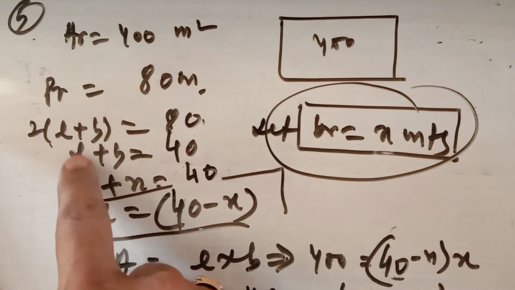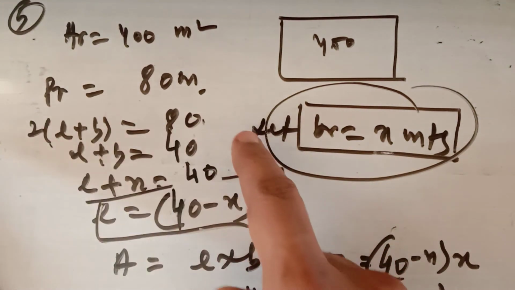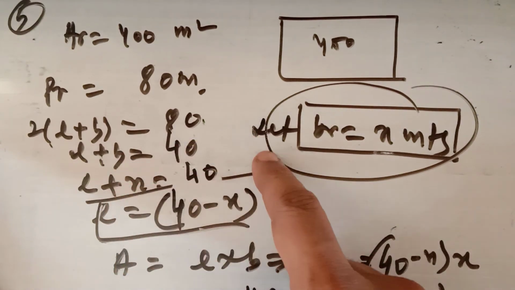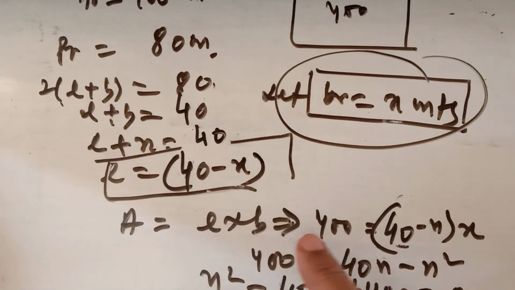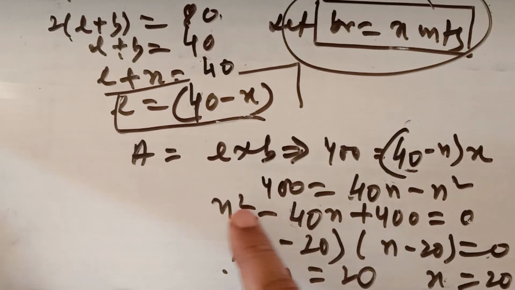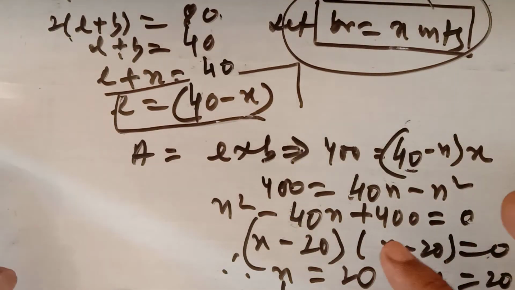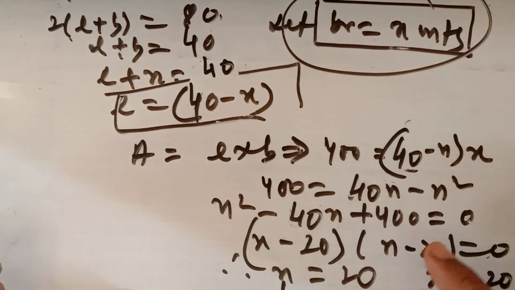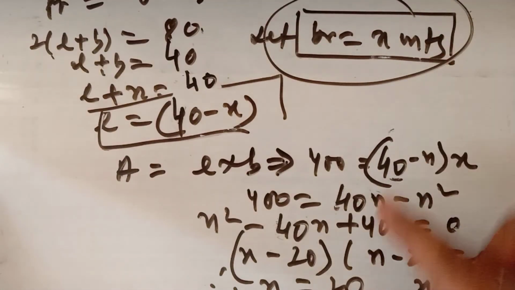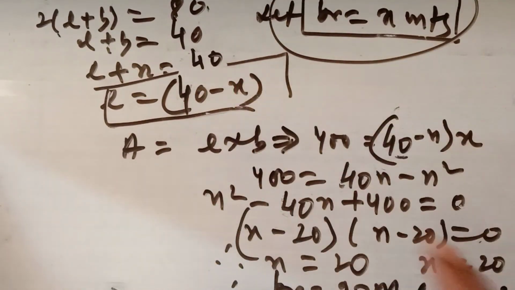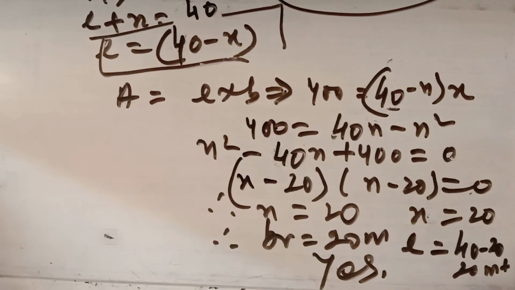So perimeter is twice length plus breadth equal to 80, divided by 2, it is 40. Length is 40 minus x, because area is length into breadth. So area is 400. Multiply and open the bracket, you will get a quadratic equation. When you solve this quadratic equation, you can take your own method. I have solved it by splitting the middle term, which is x minus 20 into x minus 20 equal to 0. So the value of x is coming out to be 20, which is possible because the breadth can be 20 meters and the length is 40 minus 20, which is also 20 meters. So the condition is satisfied.